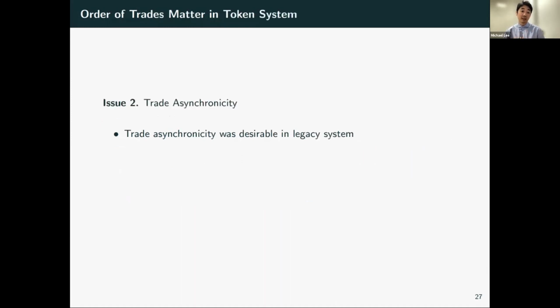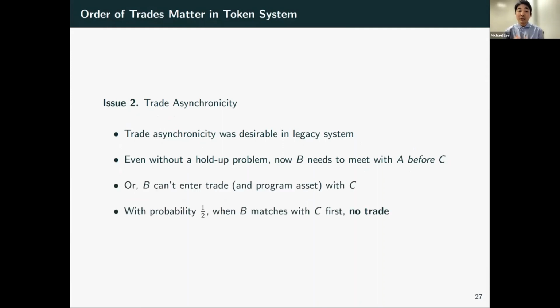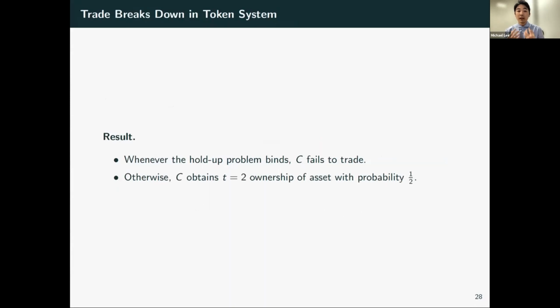Now, the second issue is the fact that trade asynchronicity occurs. So this was actually a desirable feature in the legacy system because it created a layer of uncertainty. But in the token system, now, even without the holdup problem, B must meet with A before C in order to have the asset to actually intermediate the asset. And this means the sequence of trade matters. With the wrong sequence, trade can't occur because B has no rights to actually enter that type of trade. Now, as a result, in the token system, whenever the holdup problem binds, C fails to trade. And even if it doesn't bind, C can only obtain the asset when the sequence of trades is correct.